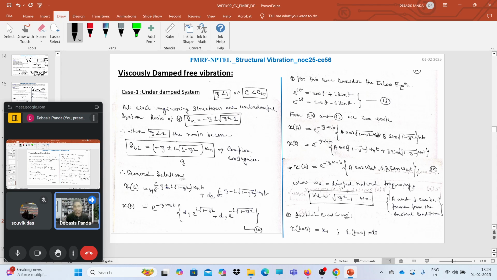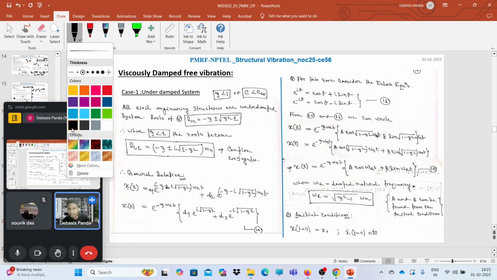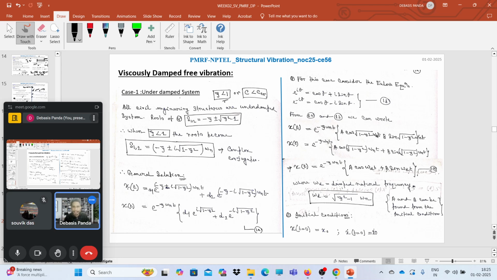For the first case, we are considering the underdamped case, because only in the underdamped case will we get oscillation. For the remaining two cases we will not get any kind of oscillations. So the underdamped case means zeta is less than 1. That means the damping present in the system is less than the critical damping. And what is the definition of critical damping? A few times back I said that critical damping is the damping required to completely remove the vibration energy from the system.